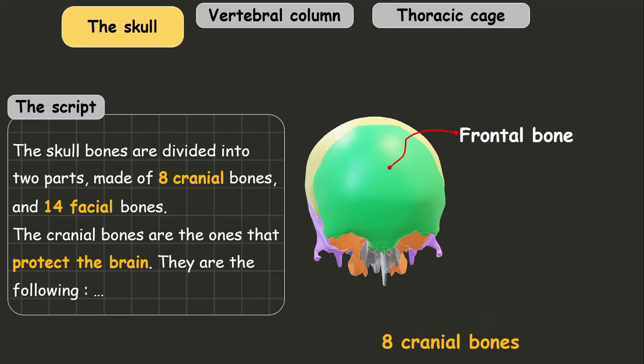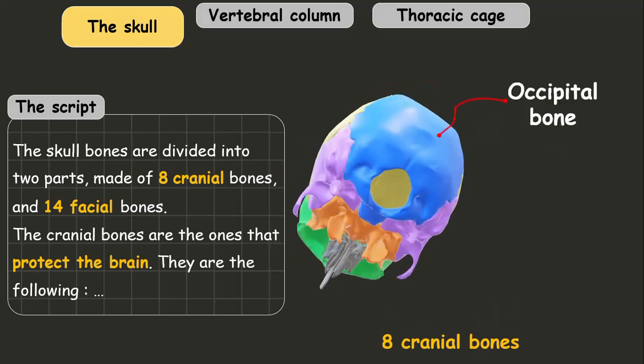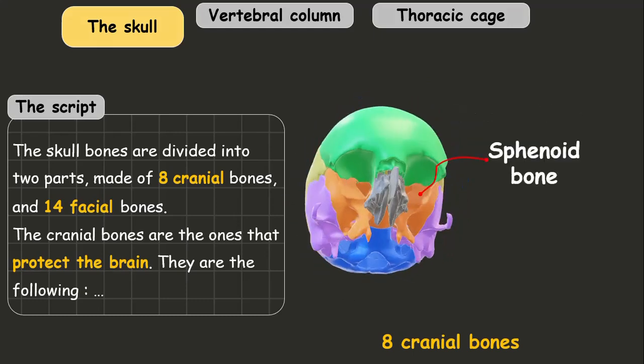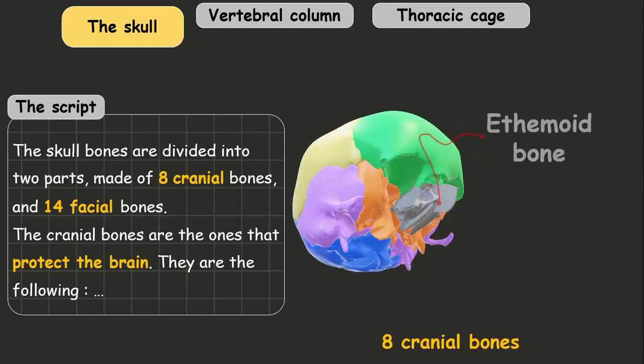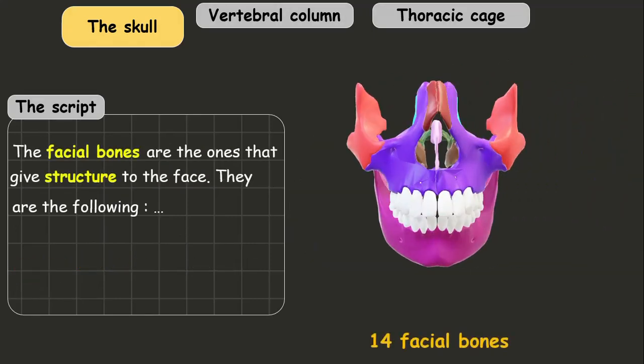They are the frontal bone, two parietal bones, the occipital bone, two temporal bones, the sphenoid bone, and the ethmoid bone. The facial bones are the ones that give structure to the face.